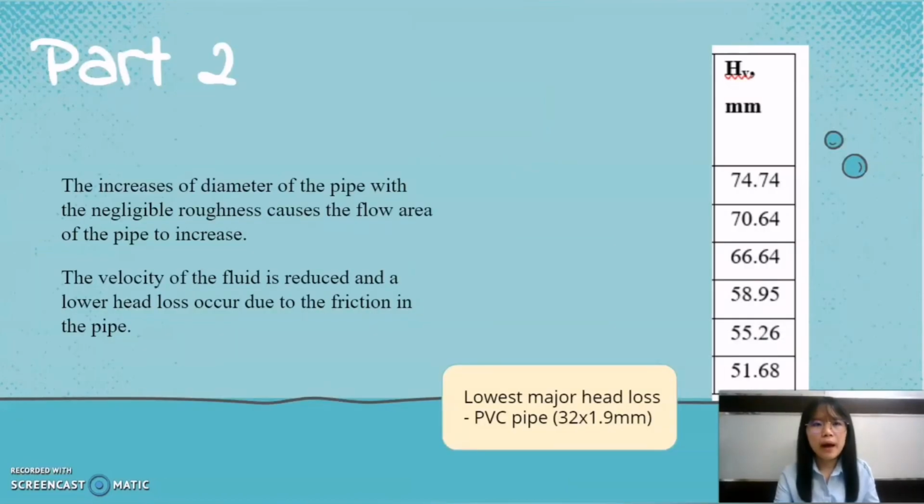The PVC pipe 32 times 1.9 mm has the lowest head loss because the increase in diameter of the pipe with negligible roughness causes the flow area of the pipe to increase. Thus, the velocity of the fluid is reduced and a lower head loss occurs due to the friction in the pipe.